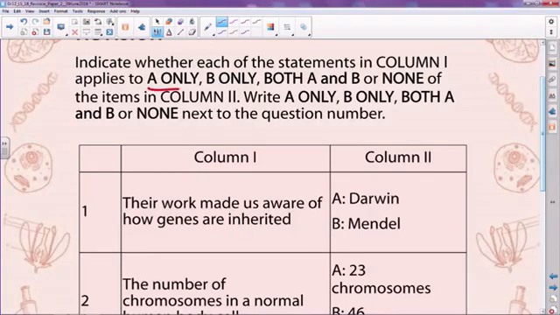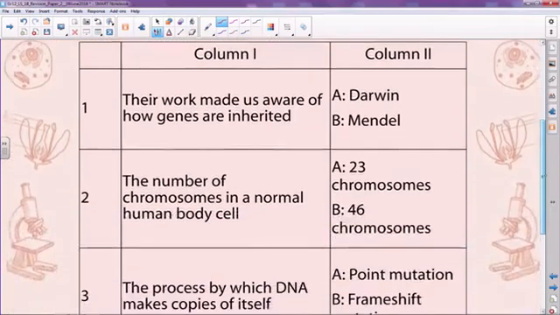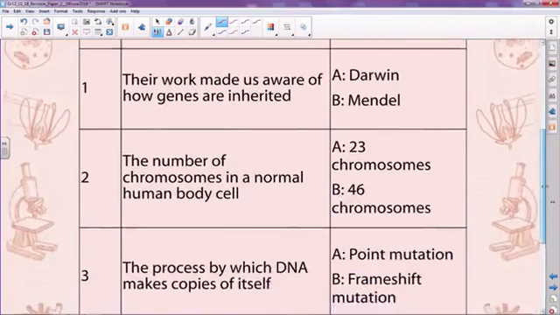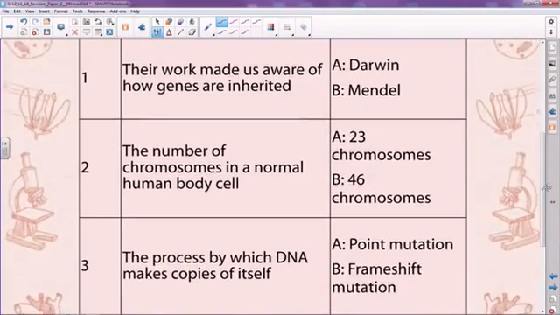It says, only pick A, only pick B, pick both A and B, or none. Those are your options. Okay, so let's have a look at it. I'm going to give you column A and column B. Let's see, we can go a little bit lower. There we go. I'm going to leave it up to there.